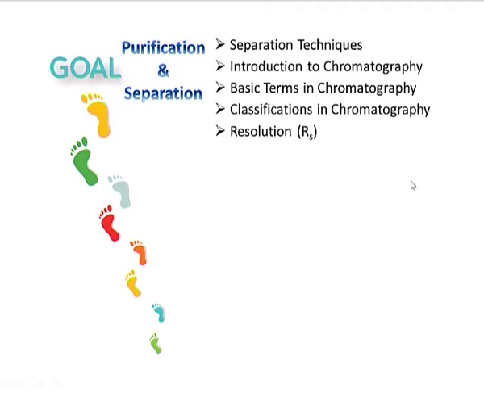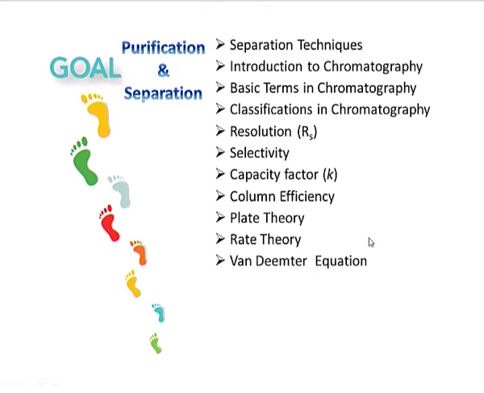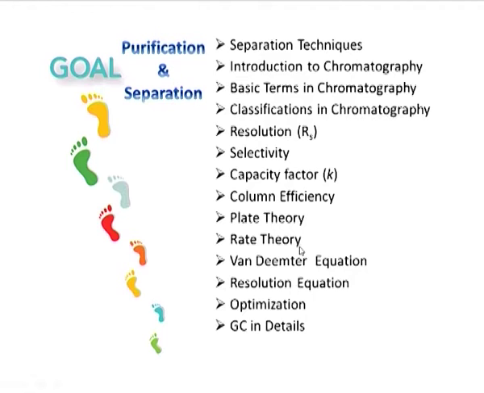We discussed some of the most important concepts in chromatography, which are resolution, selectivity, capacity factor, column efficiency, and based upon that there were two theories, plate theory and rate theory. The plate theory and rate theory established these equations, the Van Deemter equation and other equations. Finally, we got the resolution equation, and we found out how to optimize a particular separation in a complex mixture. And then we discussed gas chromatography in detail, and we discussed HPLC in today's lecture in detail.